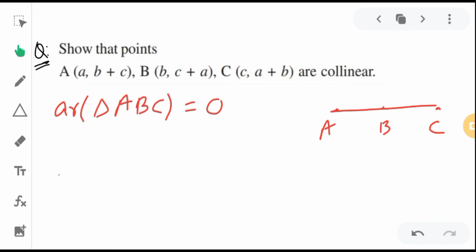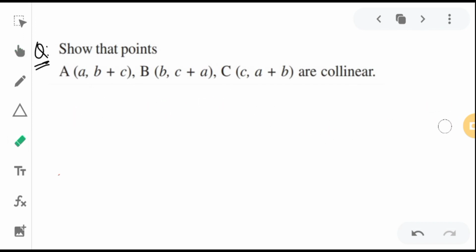So what will we find? We will find the area of triangle ABC and prove that it is 0. If we are able to prove this, then we can say that the points A, B, C are collinear. So I think it is clear. Now the solution will start; till now I was explaining to you.